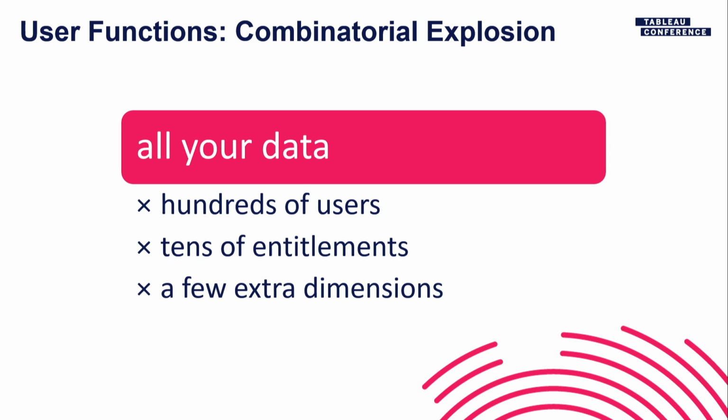Same for extracts. You don't have to extract millions and millions and millions of rows since we introduced multi-table extracts in 2018.3. Now you can take your fact table and your entitlement table and put them both into the same extract without having to join them together.